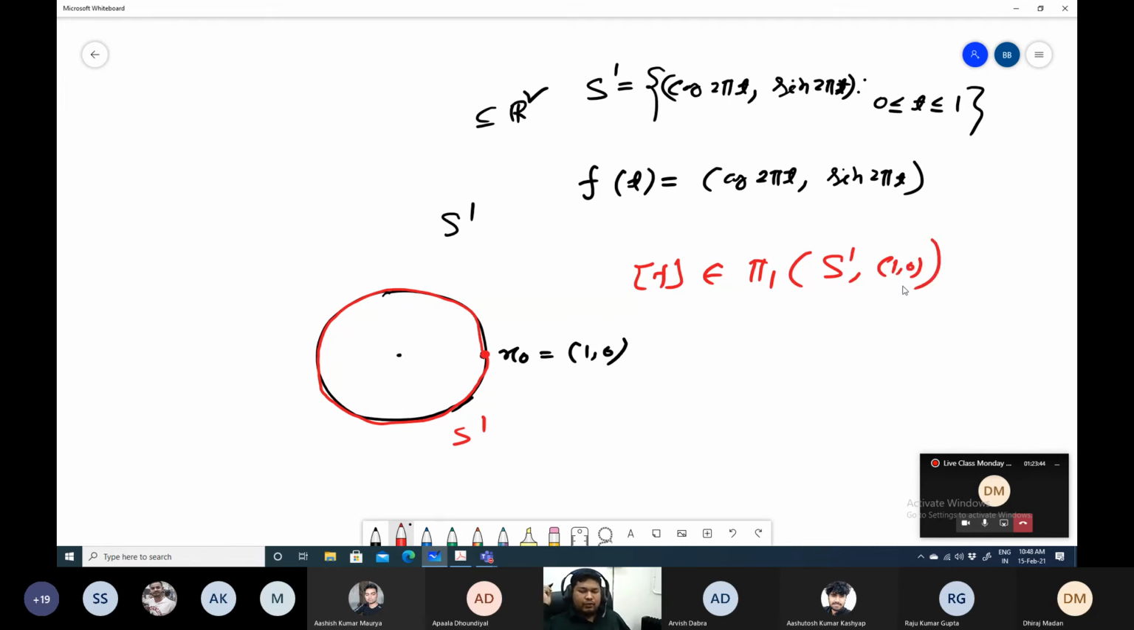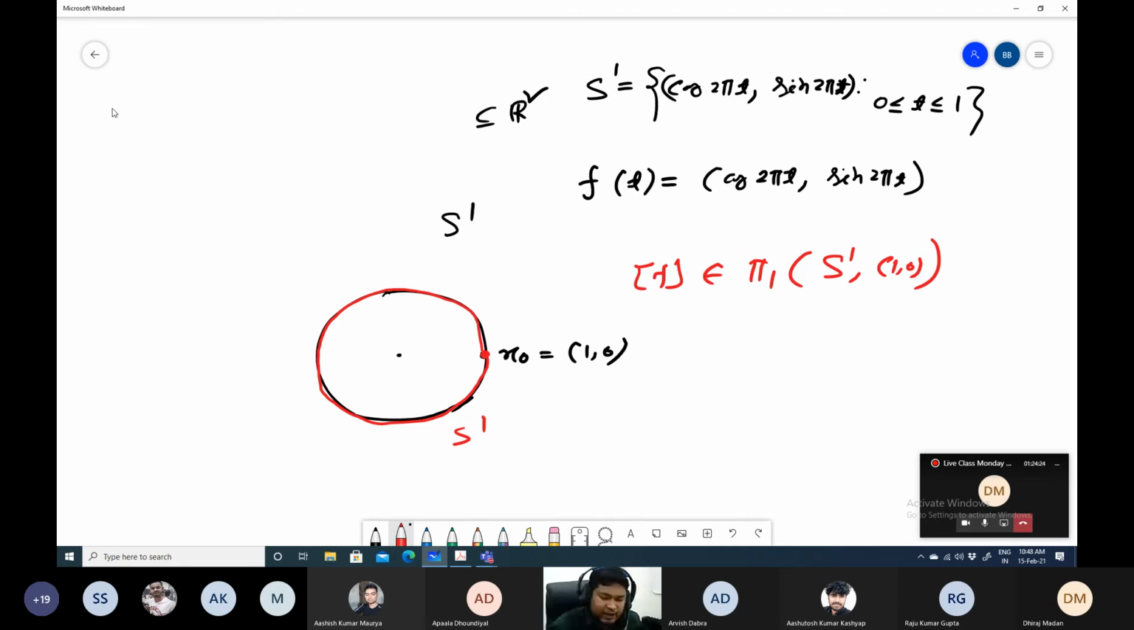Now what is your guess actually? Can you say that this f is trivial or non-trivial? Can you make it homotopic to the identity? Can you give one homotopy from f to the identity? Can you use a straight line homotopy first of all? Yes or no? No, right?